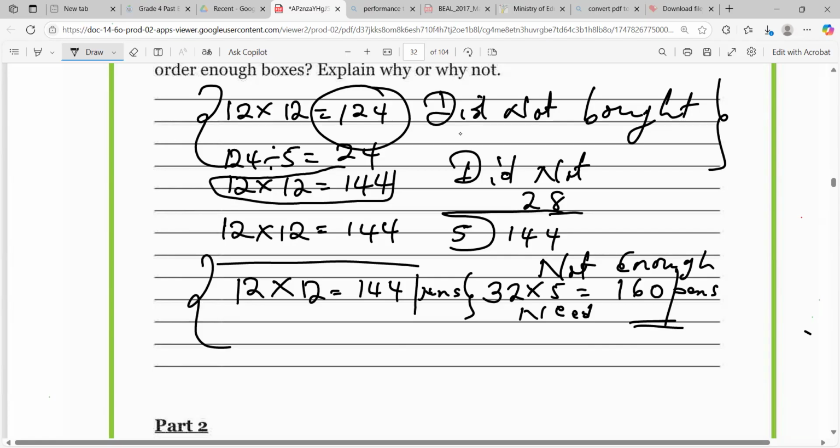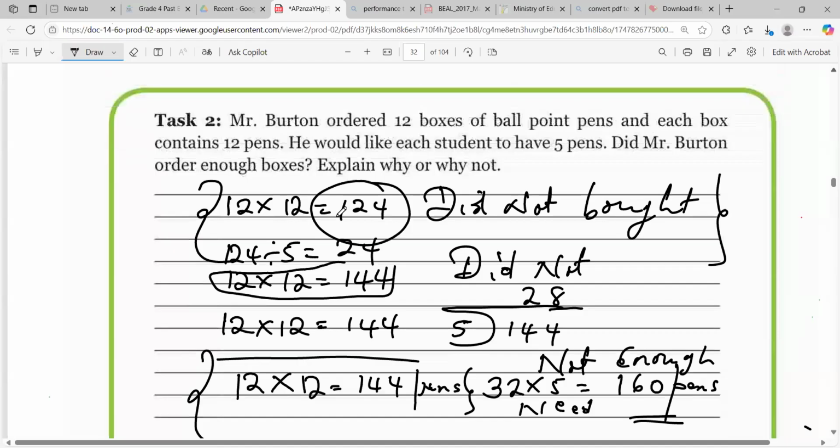I agree with all three of you. Oh, there was just one little error, which was the 12 times 12, 124. So guys, be very careful when you're multiplying.